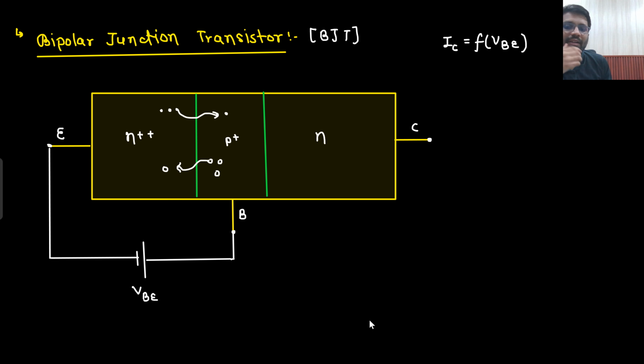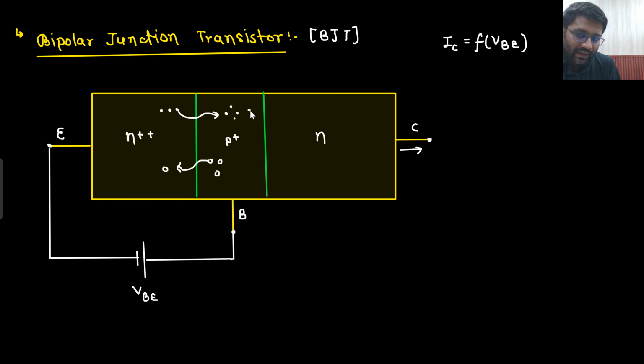Now I want you to think what you will apply here, forward bias or reverse bias. You want this collector current to depend on this voltage. Now what has this voltage done? This voltage has sent a lot of electrons into this P+ region from this N++ region. So this particular bias has made sure that from this N++ region, a lot of electrons have come into this P+ region.